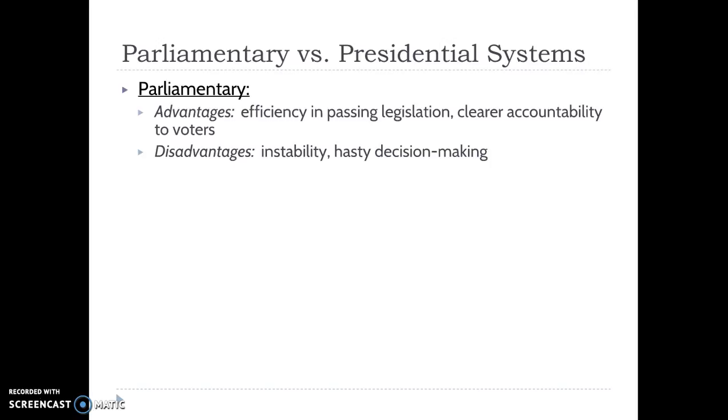Second, they can lead to hasty decision-making since the members of the legislative body are not the ones actively creating the policy, so things can be kind of ramrodded through a decision-making process.